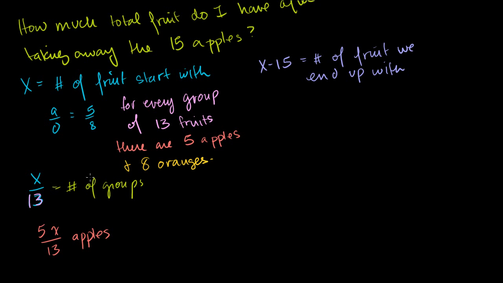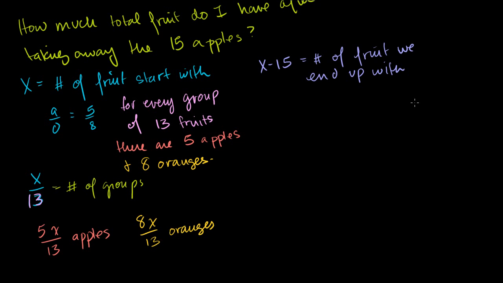Now, for every one of these groups, I also have 8 oranges. So how many oranges do I have? I have 8 times the number of groups, so 8 times that is 8x over 13 oranges. Fair enough. That's what I start off with.